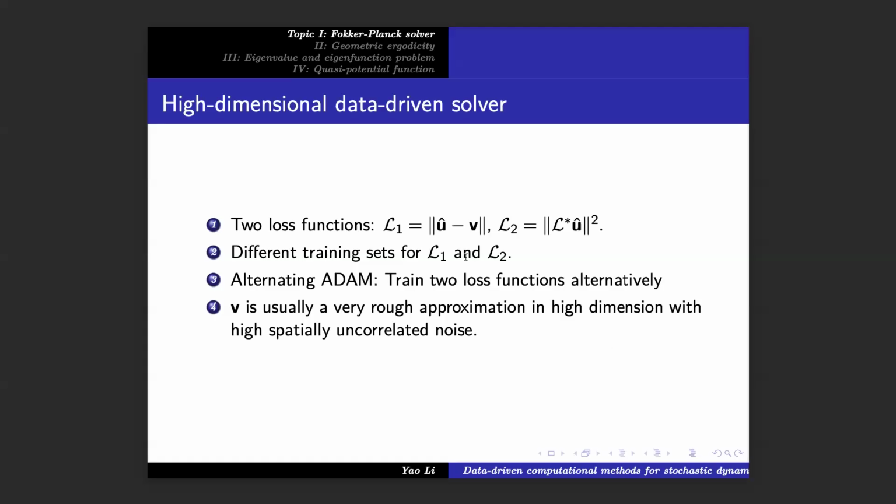One is that I want to make sure that the result is as close to my Monte Carlo simulated data as possible. And the second one is that I want to make sure that I act the PDE operator onto the neural network, and I want to make the residual as small as possible. Okay, so which means we have two loss functions, and then usually we design two different training sets.